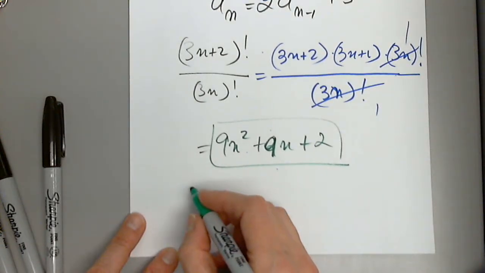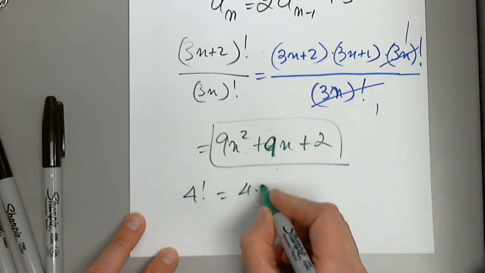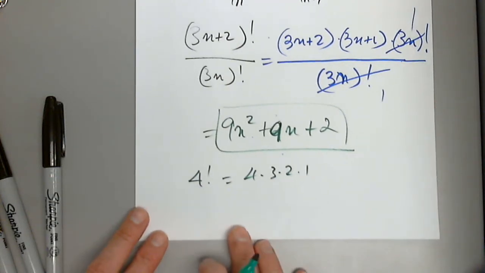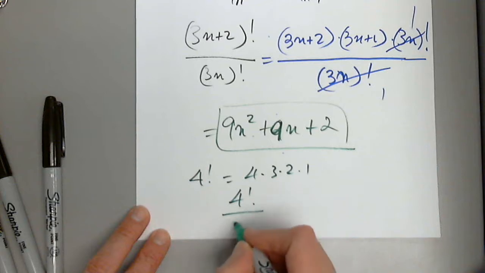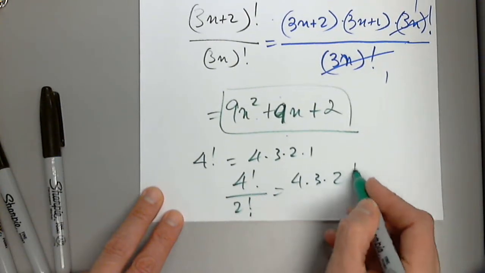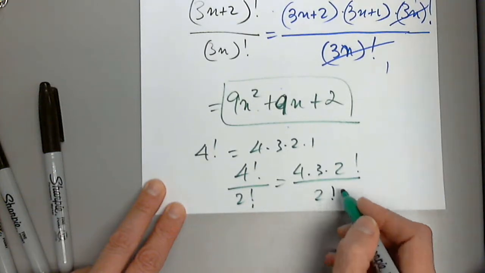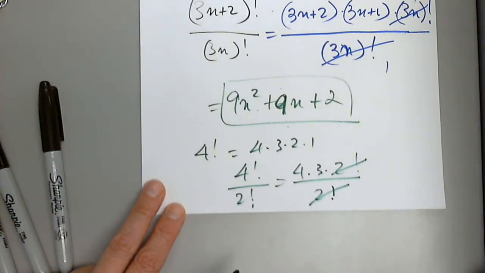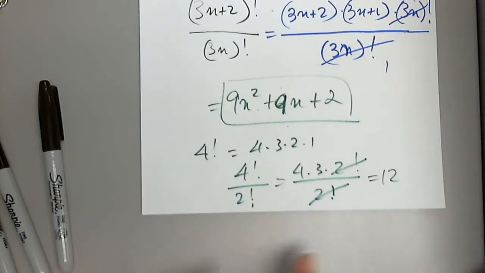Can we just do another one? So 4 factorial is 4 times 3 times 2 times 1. So if I have 4 factorial divided by 2 factorial, I will write 4 times 3 times 2 factorial over 2 factorial to simplify it. And this will be just 12. That's exactly what we did, but with numbers now. So you just count down.